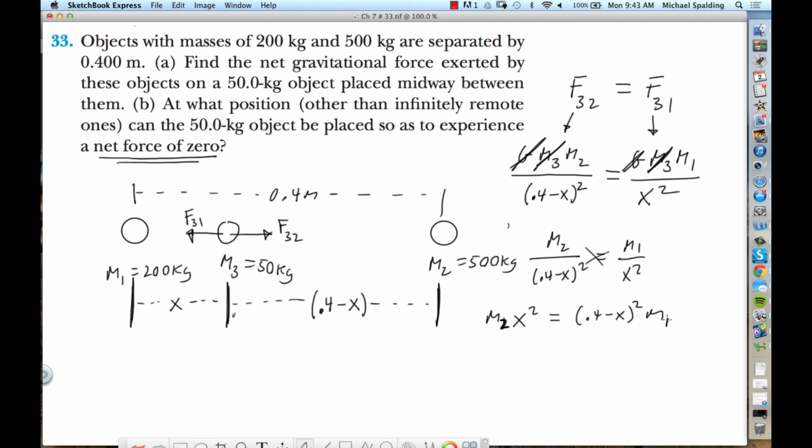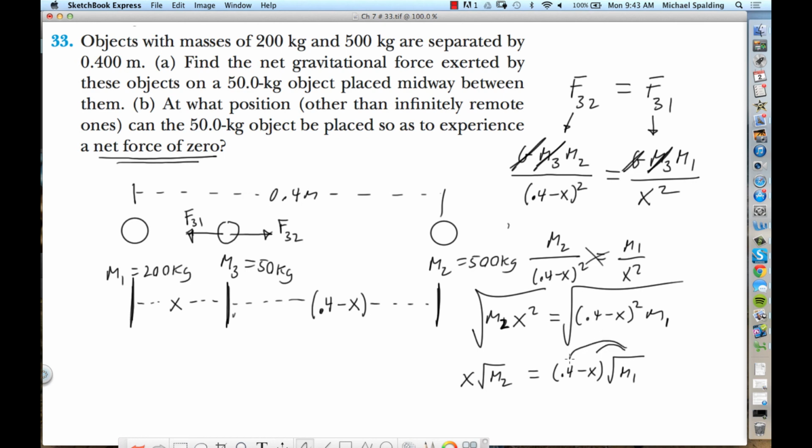Now, at this point, how do we simplify this? You guys are way better at math than me. How do you simplify this? I would avoid, at all costs, avoid the quadratic. There's a way to avoid the quadratic here. Square root both sides. So that's going to give you x square root M2 equals 0.4 minus x square root M1. And then you got to distribute this.